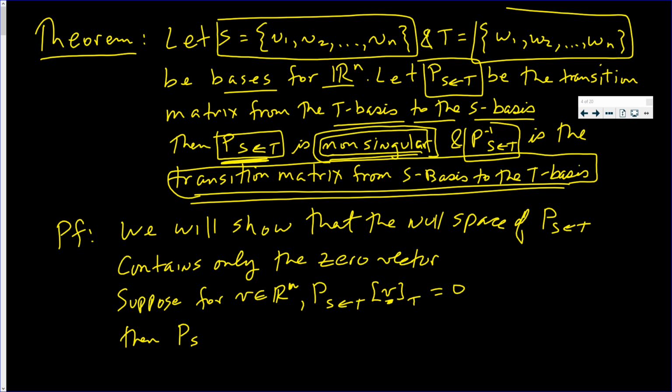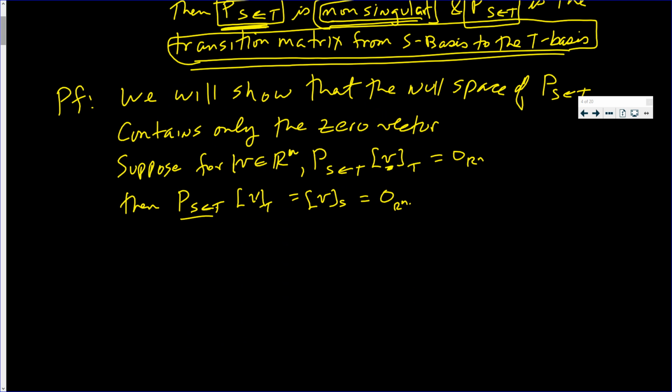P, the transition matrix from T to S, times v_T is equal to v_S. I hate notation. Let me just call that P for short. P of v_T equals the coordinates of v in the basis S. But by our assumption, this is the zero vector in Rn. So let us look at what v can be.